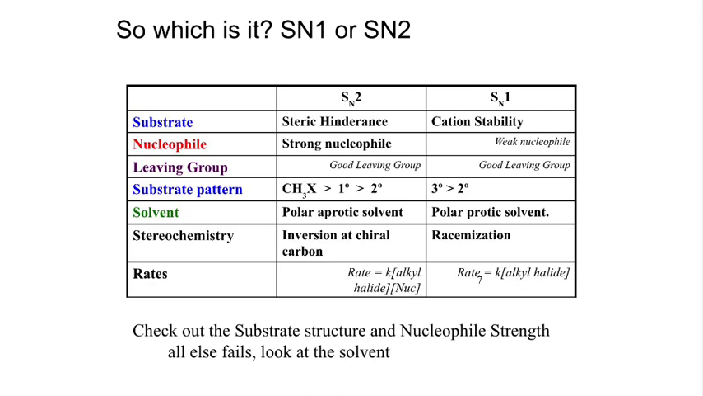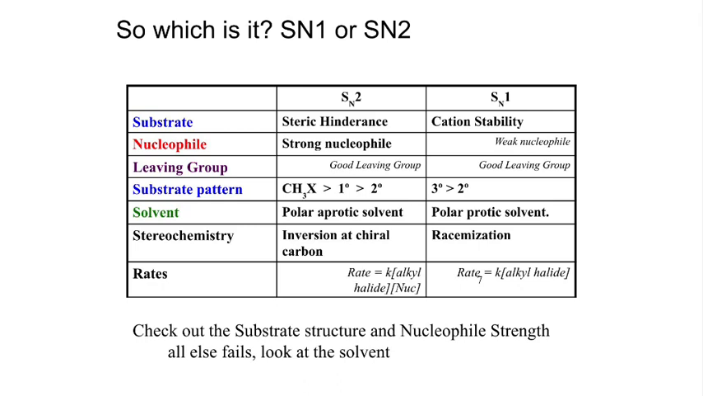SN1, I care about carbocation stability. Nucleophile, I want a strong nucleophile for SN2. For SN1, generally weak nucleophiles. Notice I changed the font. Why did I change the font? It's not as important. When we moved to the leaving group, really changed weird font, small font, italicized, because it's not useful at that point. We don't need to look at it.